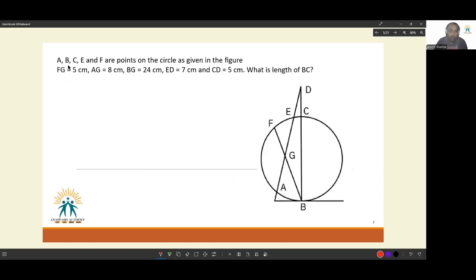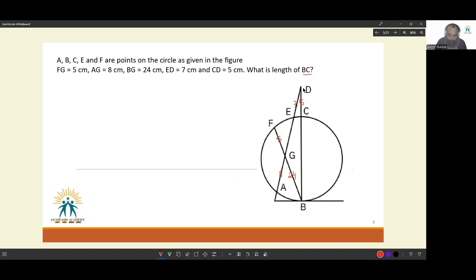Next question. A, B, C, E, and F are points on a circle as given in the figure. FG is 5. This length is 5. AG is 8. This length is 8. BG is 24. This length is 24. ED is 7. This length is 7. And CD is 5. This length is 5. What is the length of BC? We are looking for the length of BC.